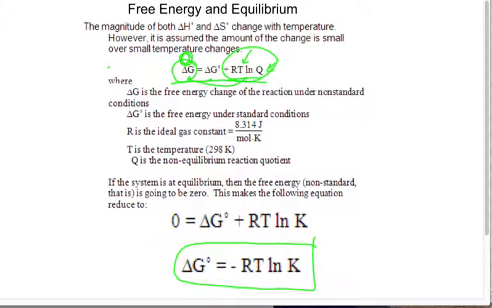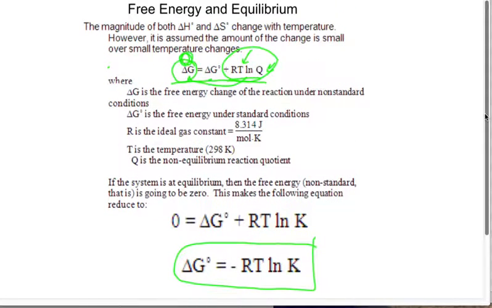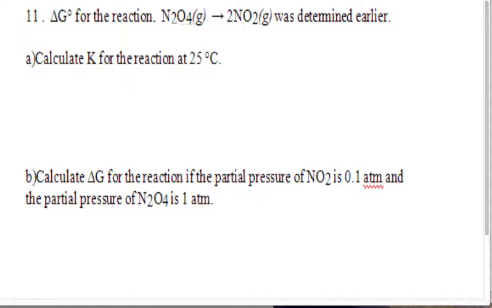Now, people, I thought you said if it's at equilibrium, delta G is 0. Only delta G of the system. This is the standard delta G. So we're just finding standard delta G when we're doing this. Let's go ahead now and jump in and work some problems. Today's a quick day. I know you're sad about that.